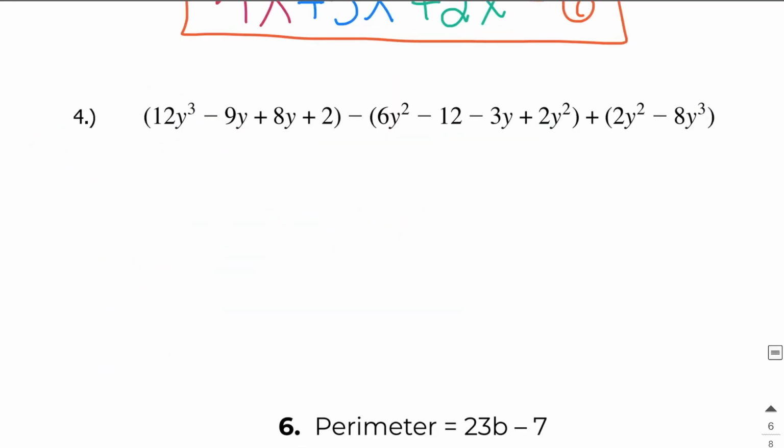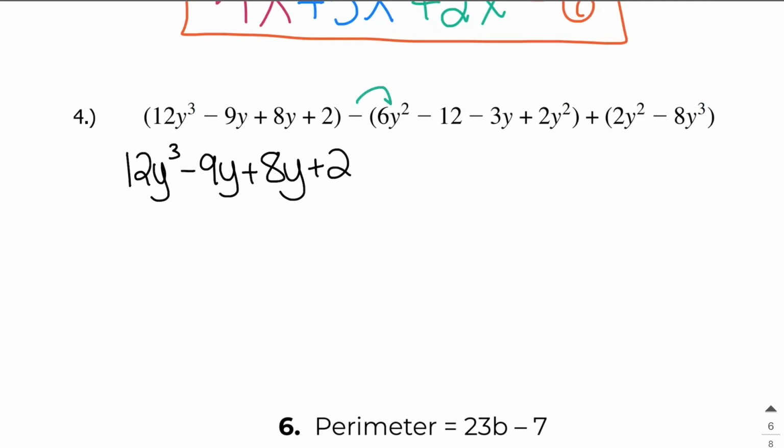All right, last one of these. So this one's really tricky. Pay really close attention to what we're going to do here. Because there's nothing in front of this bracket here, I'm just going to copy everything down in this set of brackets exactly how I see it. Okay, there's nothing that needs to be distributed.